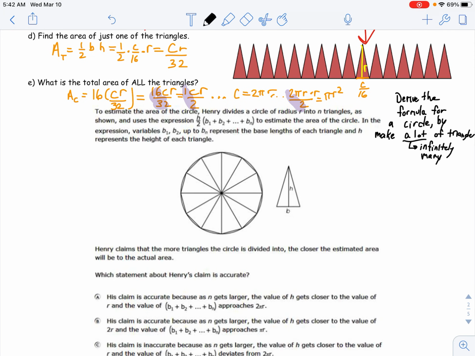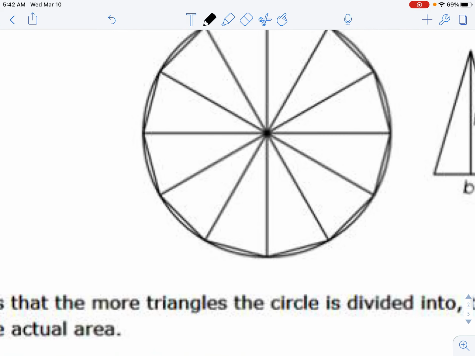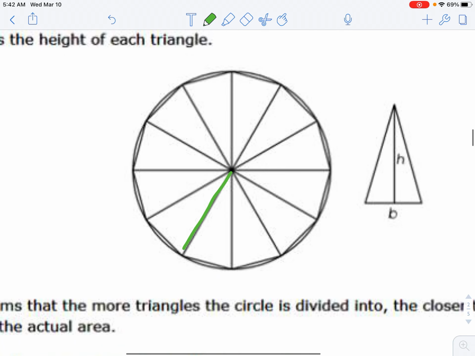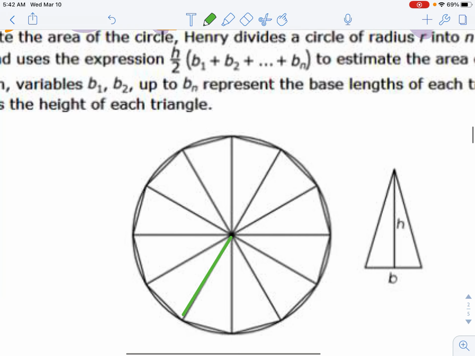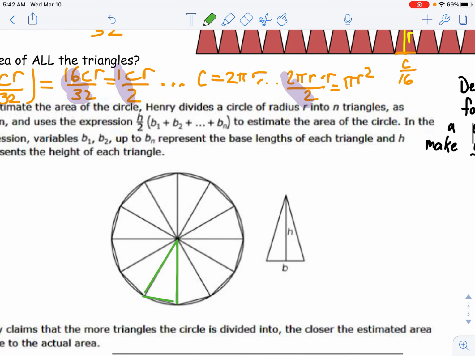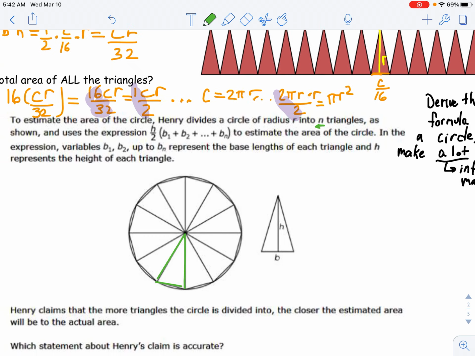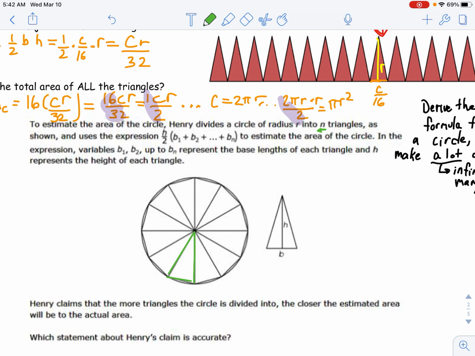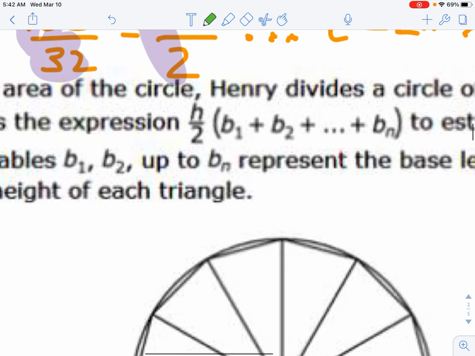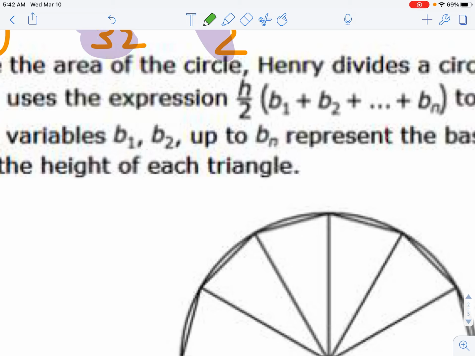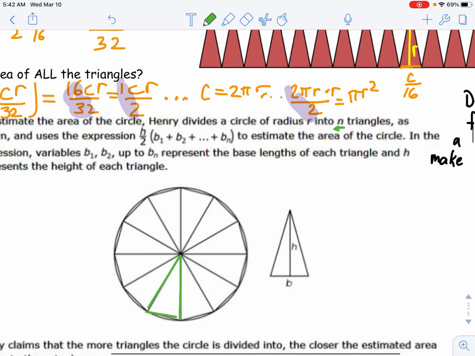And to estimate the area of a circle, Henry divides the circle with a radius of r into n triangles. All I'm doing is reading the problem above. These are radius, and it makes it into a triangle. There are n triangles. n just means there's some number, and again, the bigger the number is, the better. As shown, he uses the expression h over 2 times base 1 plus base 2 plus base 3 and so on all the way to base n.